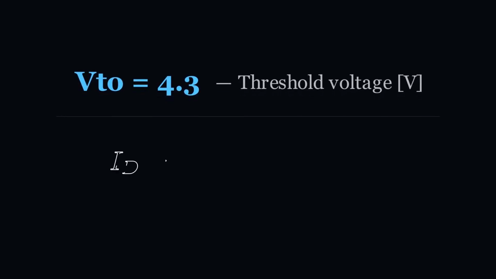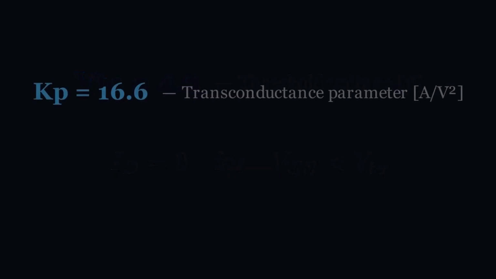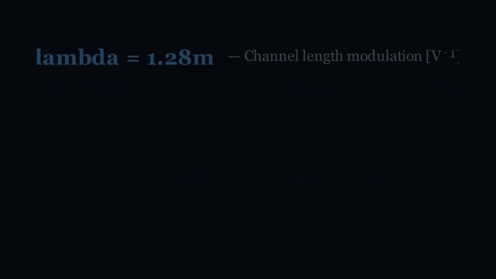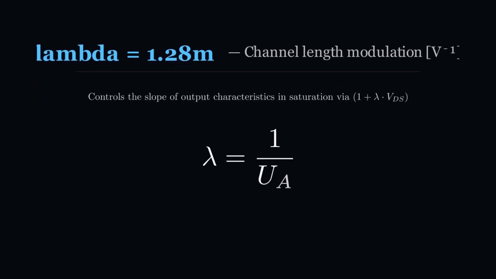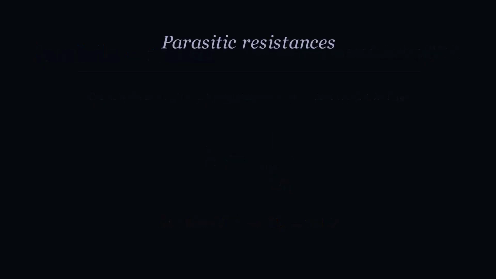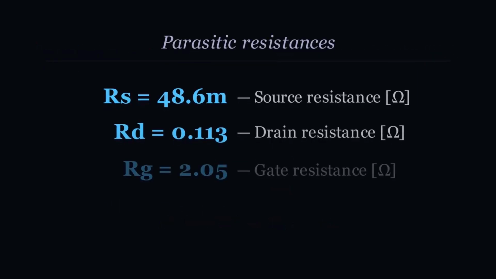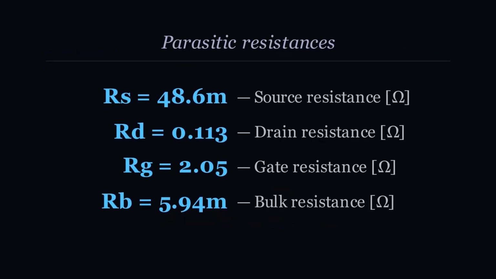VTO is the gate source voltage at which the inversion channel forms and drain current starts. Kp is the transconductance parameter. Lambda, channel length modulation. Then we have the trace resistances, Rs, Rd, Rg, and Rb. These are parasitic series resistances between the external terminals and the internal nodes.